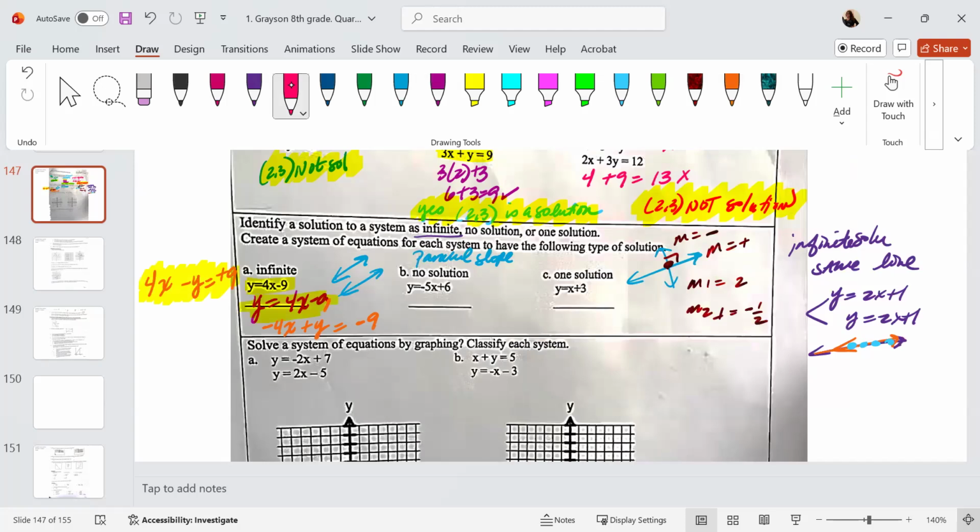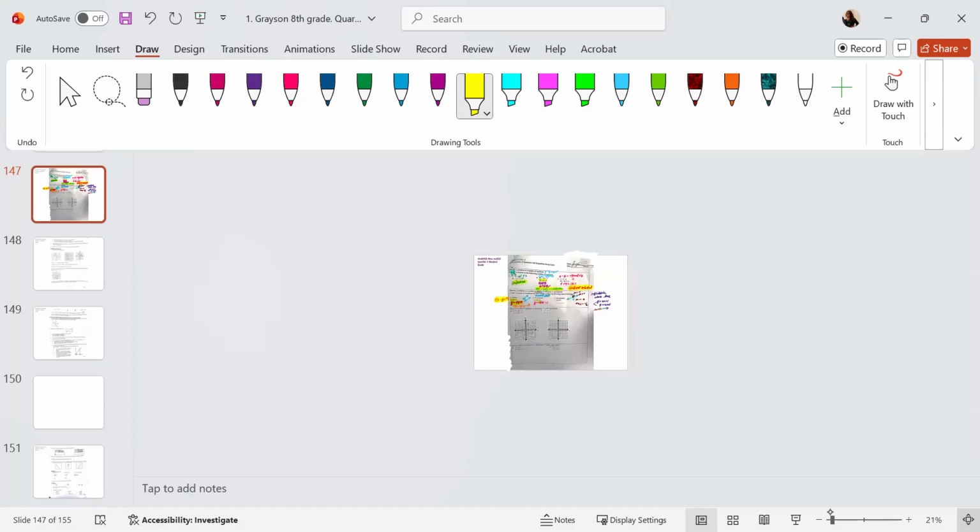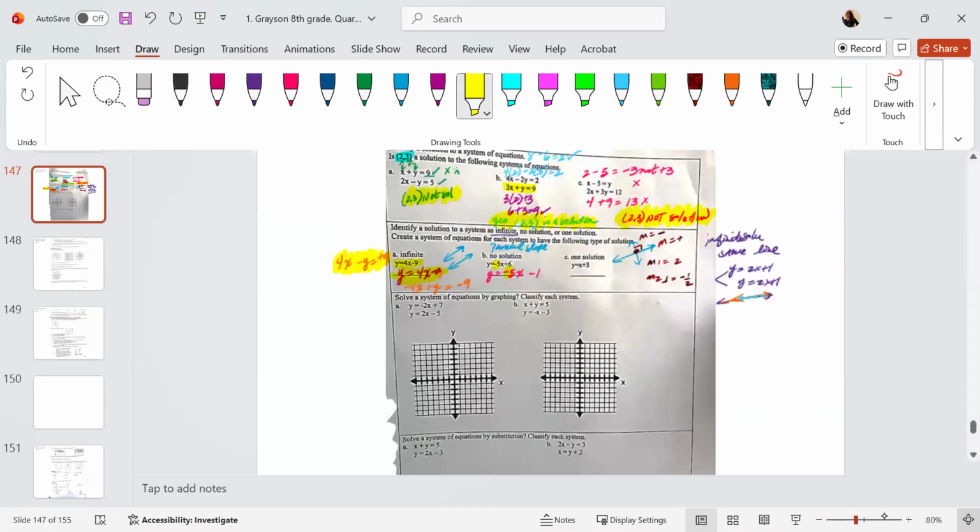For B, no solution. You just need to find the slope of the first equation. Negative 5. So yours have to have a negative 5 as well. And then the B doesn't matter. It could be 0, it could be 1, it could be 5, it could be 8. Doesn't matter because there have to be parallel lines. But it has to have the same slope to make it railroad tracks. Does that make sense?